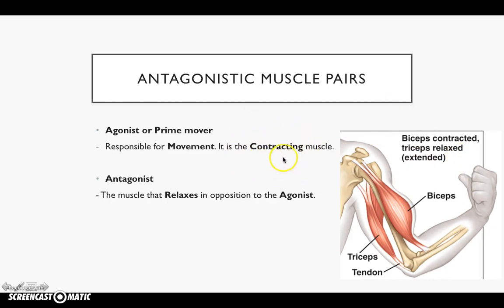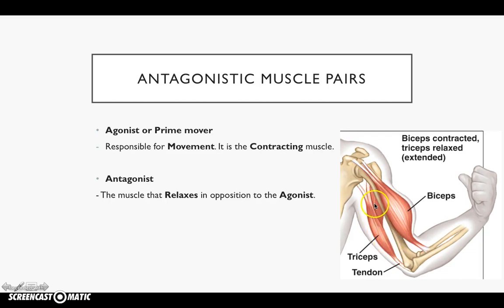It's the contracting muscle. Okay, so on this bicep curl, let's say you've got a weight, I'm doing the bicep curl. The agonist is the bicep. As the bicep concentrically contracts and shortens, it pulls on the bone here and pulls the arm up. Therefore, the bicep is the agonist, and the relaxing muscle, i.e.